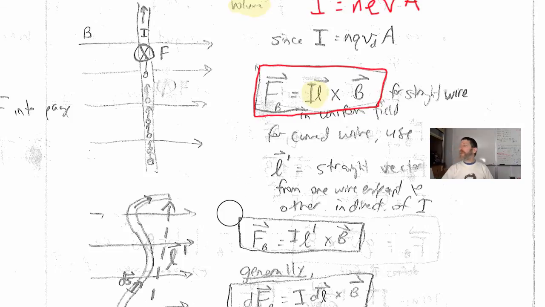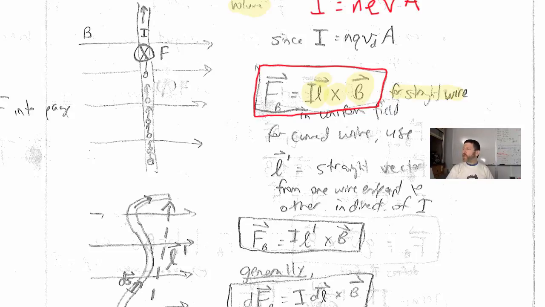That L vector is the length of wire in the direction of the current. So the L vector has a magnitude of the length of the wire, and it points in the direction of current. Notice that current's a scalar, but L is a vector. You do IL crossed with the magnetic field for a straight wire.